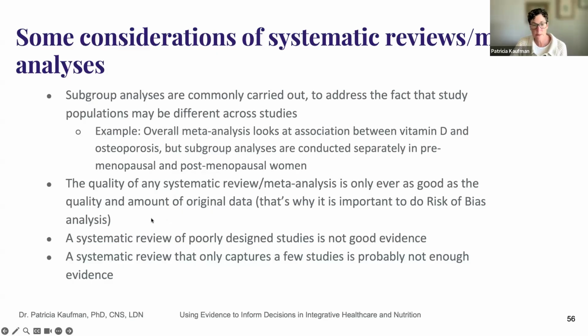The quality of the systematic review and meta-analysis is only as good as the studies that you're reviewing. So poor junky data and poor studies is going to result in poor findings or poor results, or poor quality of study, I should say. A systematic review of poorly designed studies, of course, is not good evidence, like I said, and a systematic review that only captures a few studies is probably not enough evidence to say there's a cause and effect.